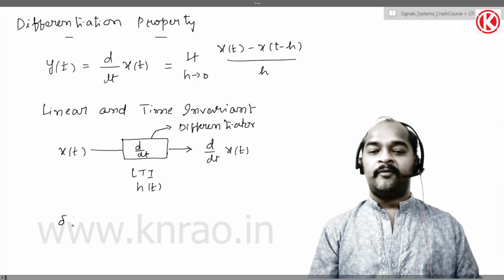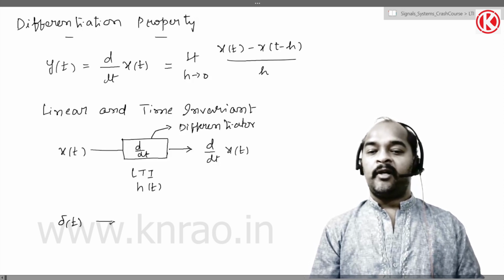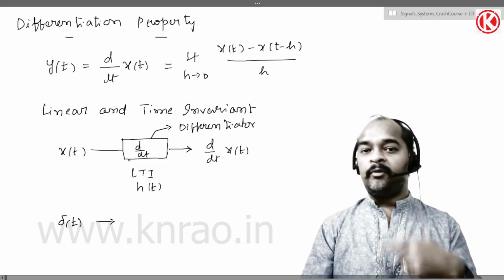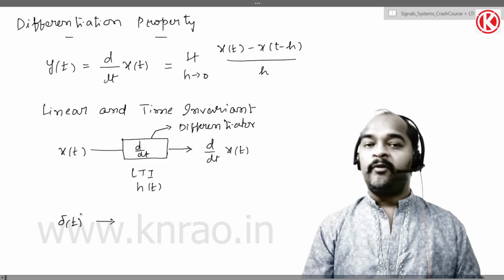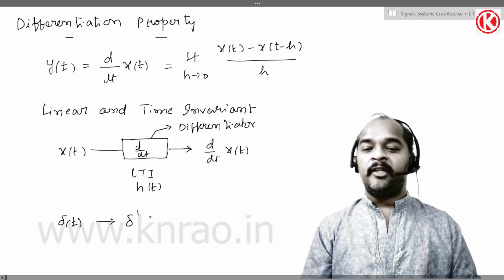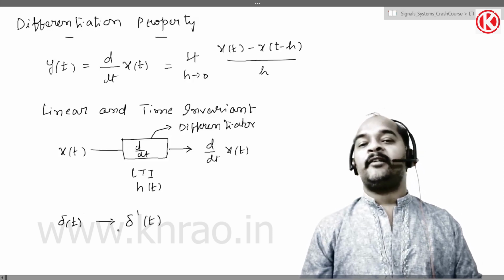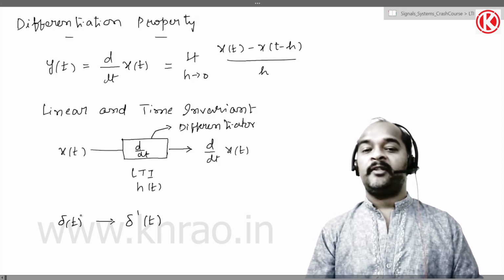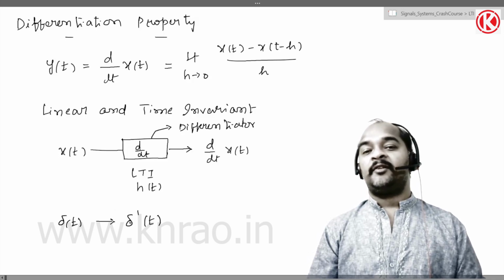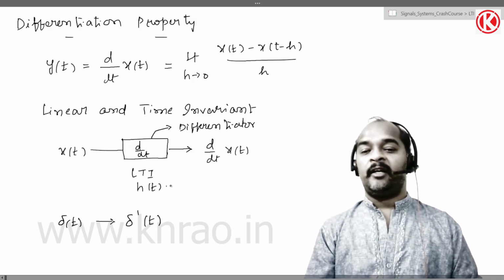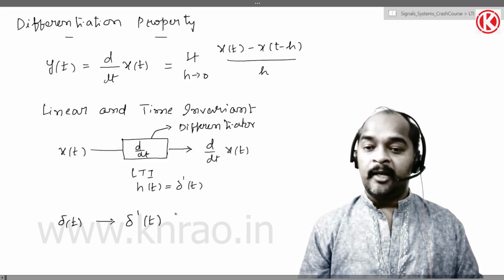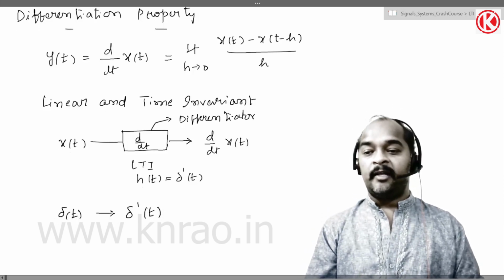If we give delta of t as the input, what will be the output? Whatever input you give, the system will differentiate. So if you give an impulse, it will differentiate the impulse and give you delta dash of t as the output. This is the response of the system if you give an impulse as the input, and hence this is the impulse response of the differentiator. So the impulse response of the differentiator is delta dash of t. That is important.